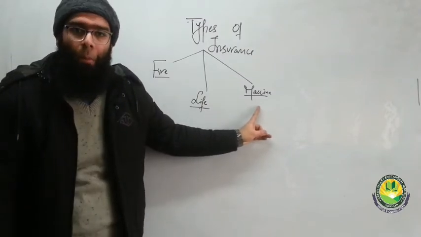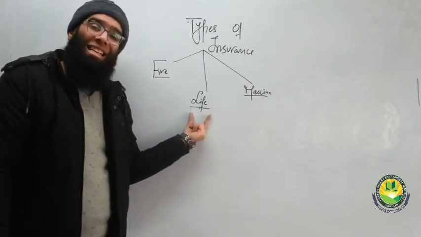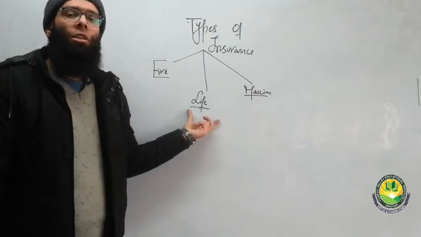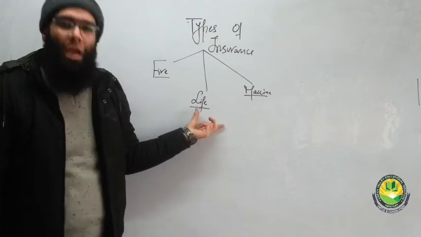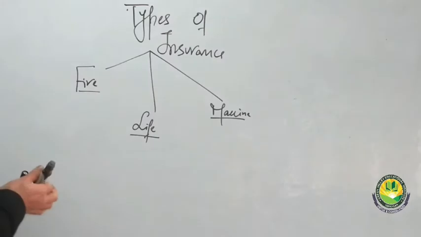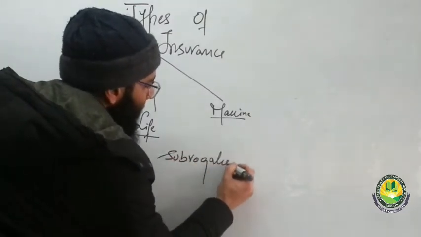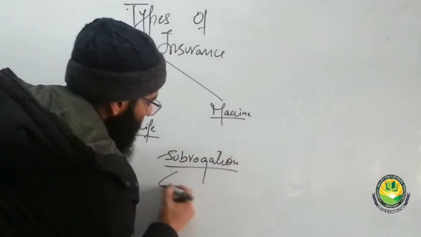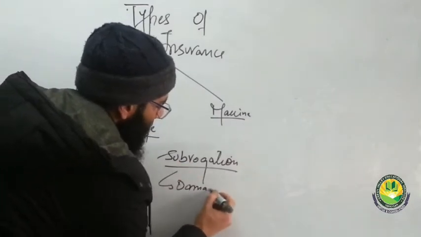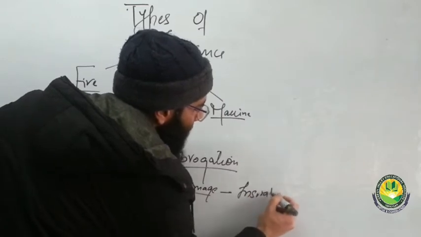But another difference, that is that life insurance is the only insurance where there is no principle of subrogation. What do we mean by principle of subrogation? Subrogation says that in case there is a damage to the property and you have received the insurable amount.